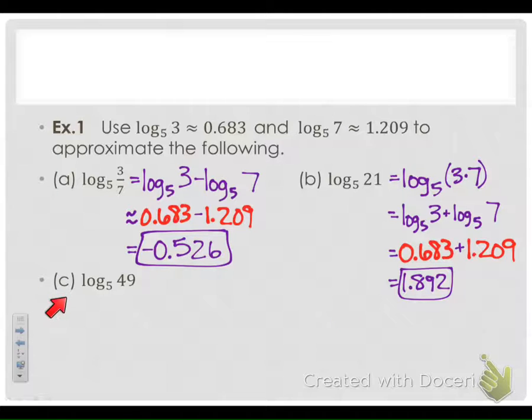So now we're ready for C. Now, obviously, if we use the subtraction property or the quotient property, the product property, we're obviously missing a property. We're missing the power property. So how in the world can we change something? We're going to change 49 to be 7 squared. Log base 5 of 7 squared. So now I'm going to use that power property. I'm going to take this 2, this power, and I'm going to bring it around to be a coefficient. So we're going to have 2 times log base 5 of 7, which is extremely helpful. So we're going to double the approximation.